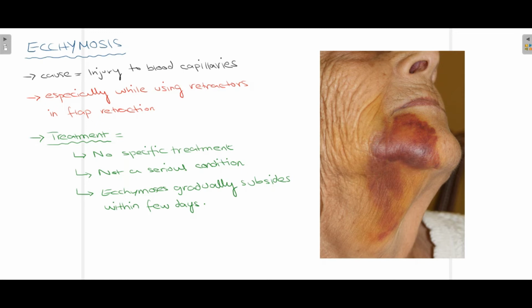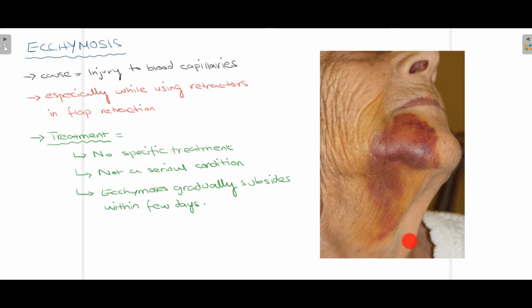Now, at times when we are using retractors to retract the flap, this leads to injuring of the blood capillaries, so that might lead to development of ecchymosis. Now, after we have diagnosed that the patient is suffering from ecchymosis, how do we treat it? Basically, ecchymosis is not a serious condition.